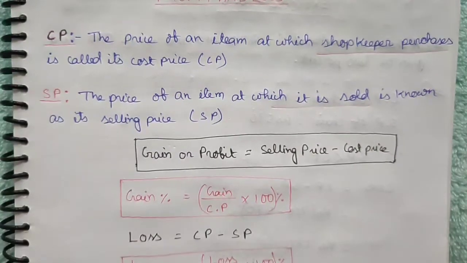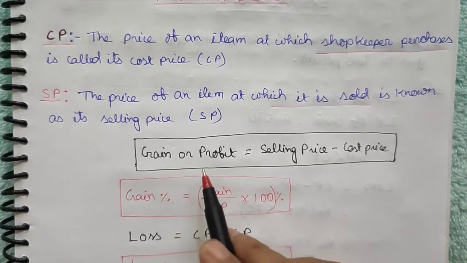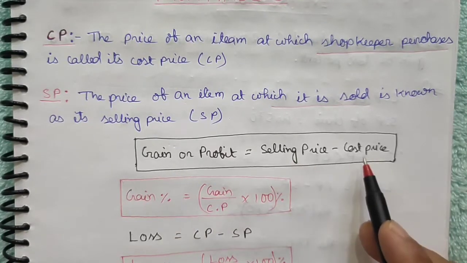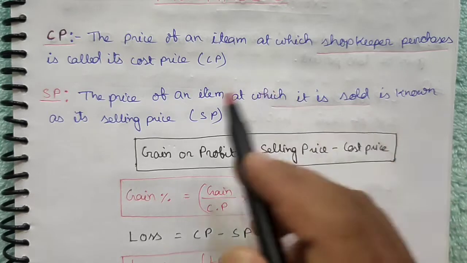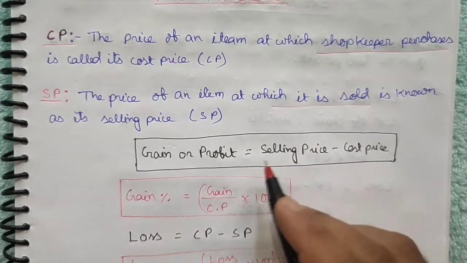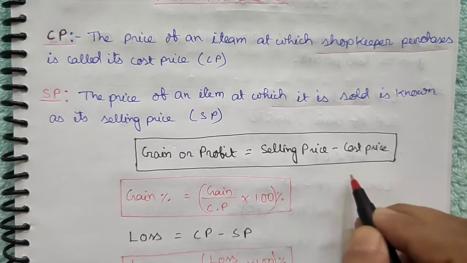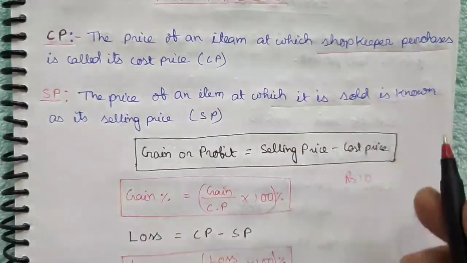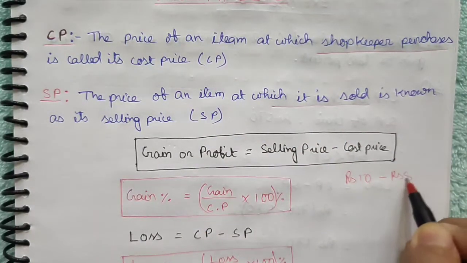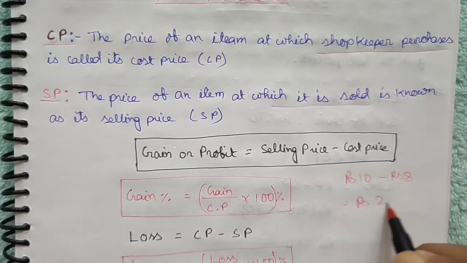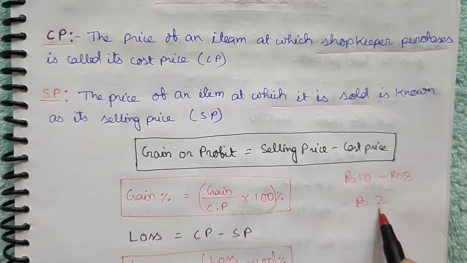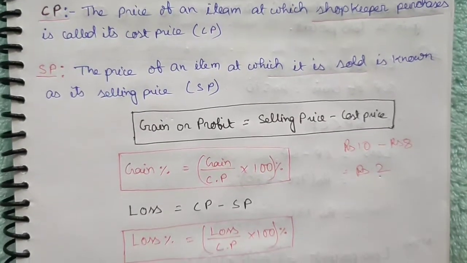How do we get a profit of rupees 2? Next is gain or profit; gain and profit are synonyms of each other. Gain or profit is selling price minus cost price. The selling price of our pen is rupees 10, and the cost price is rupees 8, so 10 minus 8 is rupees 2. So the gain is rupees 2. Now all transactions are converted into percentages.